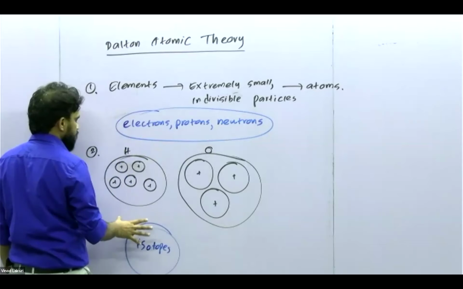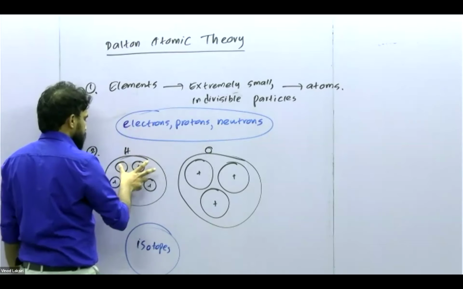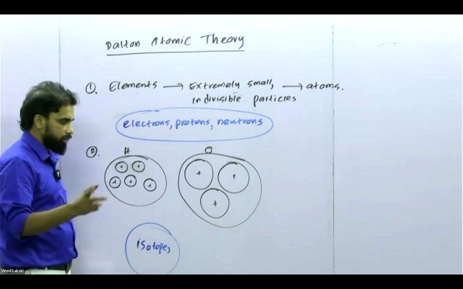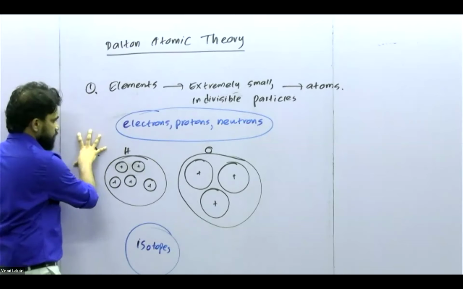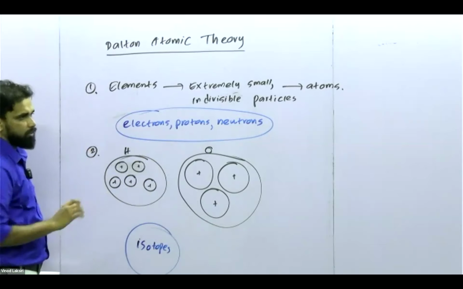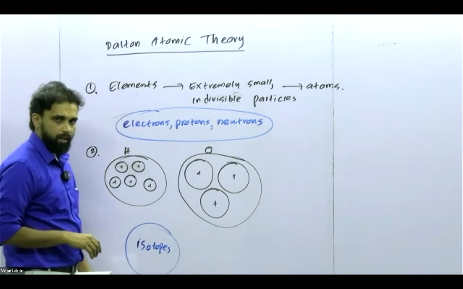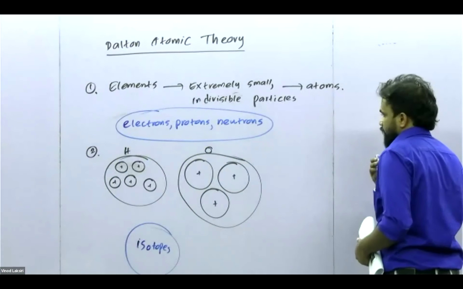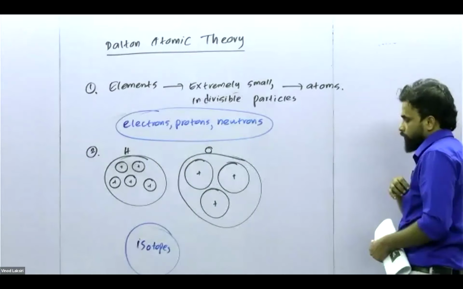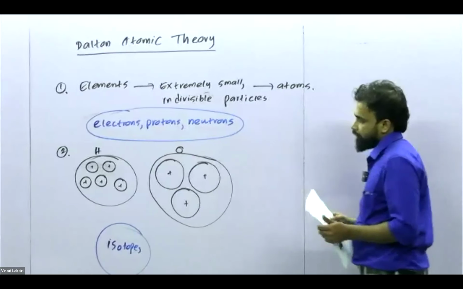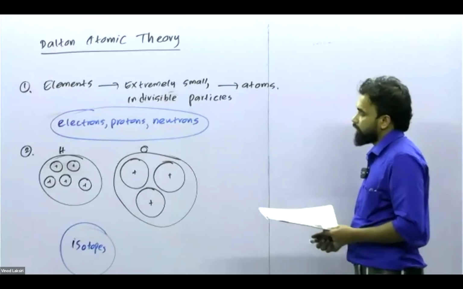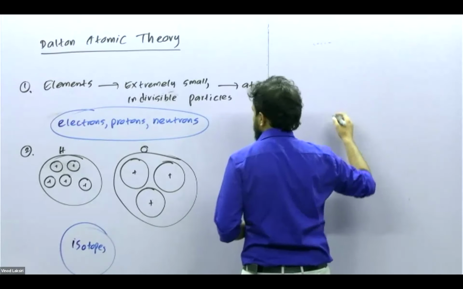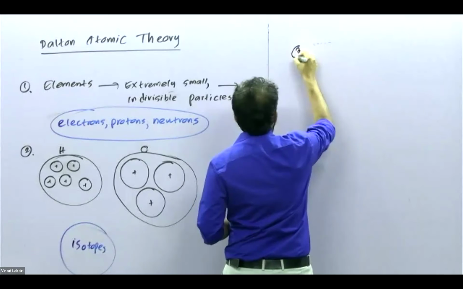But the first part, when we consider some elements, they have different atoms, not identical, right? Then what happened? This second assumption, one part is correct, but the other part is false. All the atoms of the same element are identical. It is wrong because in some elements there are different types of atoms known as isotopes.